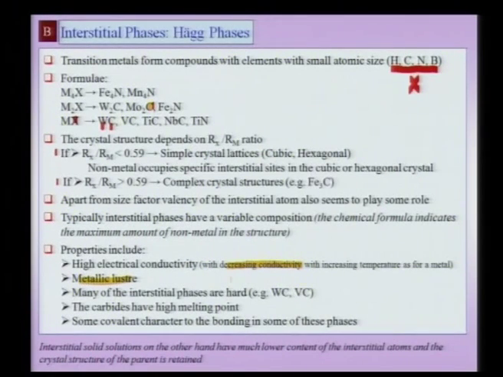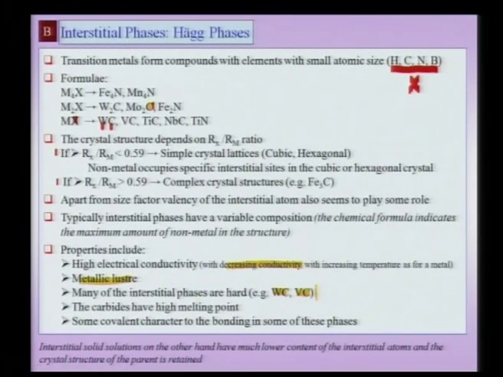Many of these interstitial phases are very, very hard. For instance, tungsten carbide has found very important industrial applications in cutting tools. Vanadium carbide is another example of a very hard phase, and this vanadium carbide is an important structure from other points of view, which we shall see later. For instance, this comes in the context of what is known as vacancy ordered phases.